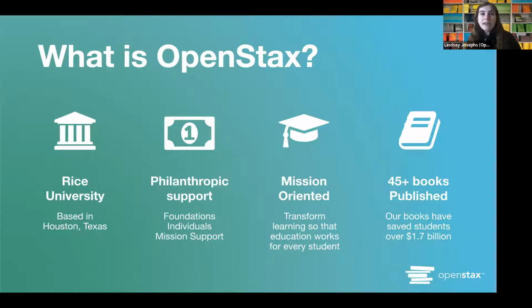In addition, OpenStax is mission-oriented, and our work is centered around transforming education so that learning works for every single student. Lastly, our main area of work focuses on publishing our library of 45 plus free, openly licensed, peer-reviewed textbooks. Since we first published our first textbook in 2012, we have saved students over $1.7 billion, which we're incredibly proud of.